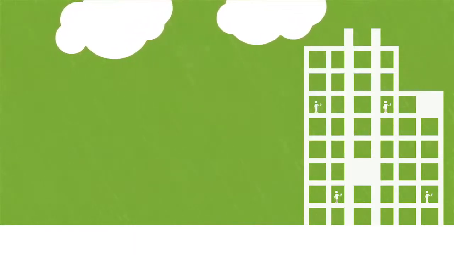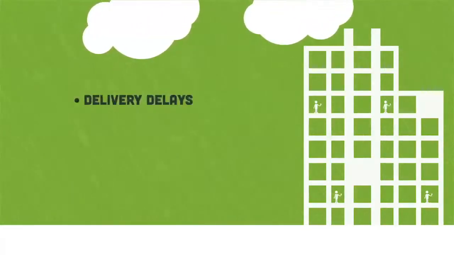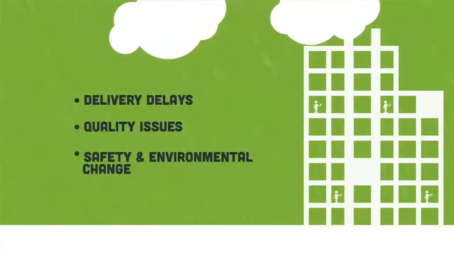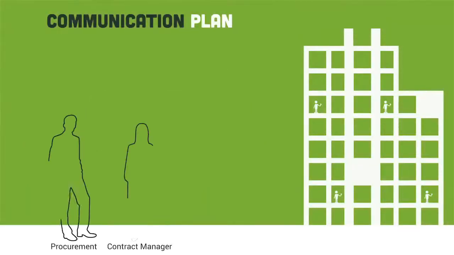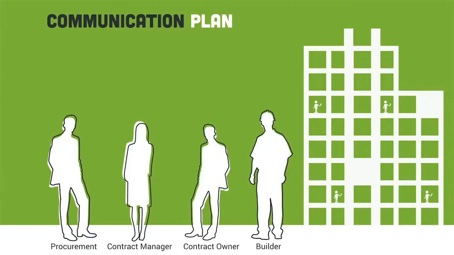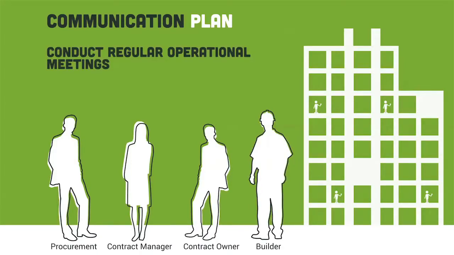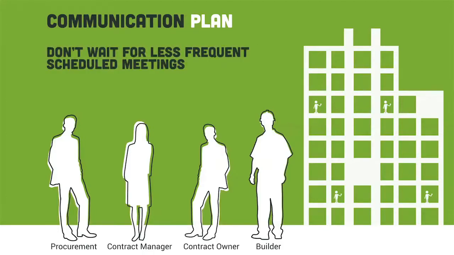So, for example, what happens in the case of delivery delays, quality issues, or safety and environmental concerns. And finally, we agree on the communication plan and project reporting. So, conduct regular operational meetings to make sure issues are spotted early and addressed quickly. Don't wait for less frequent scheduled meetings to bring up important issues that fester under the surface.